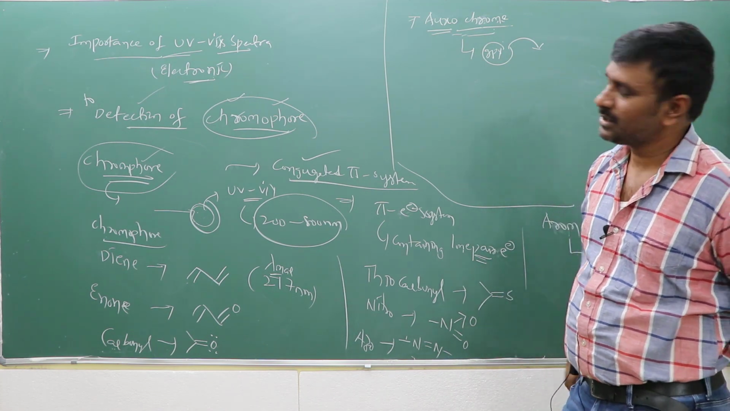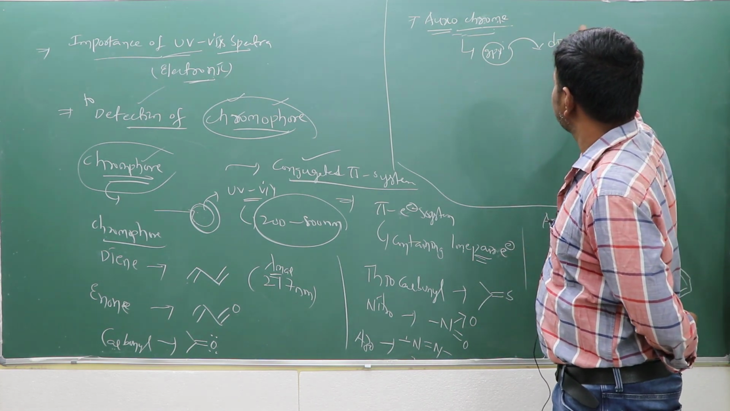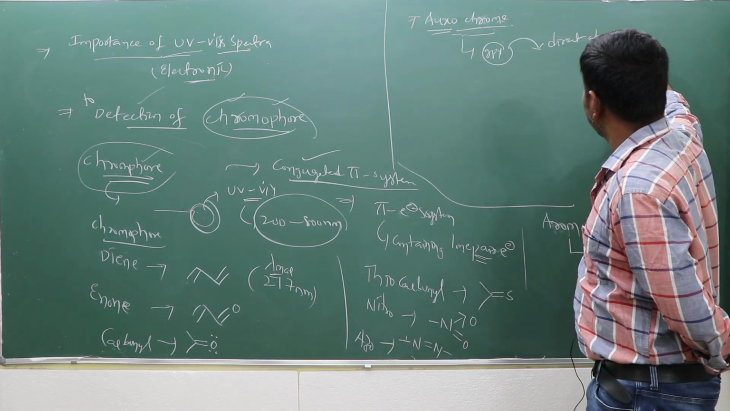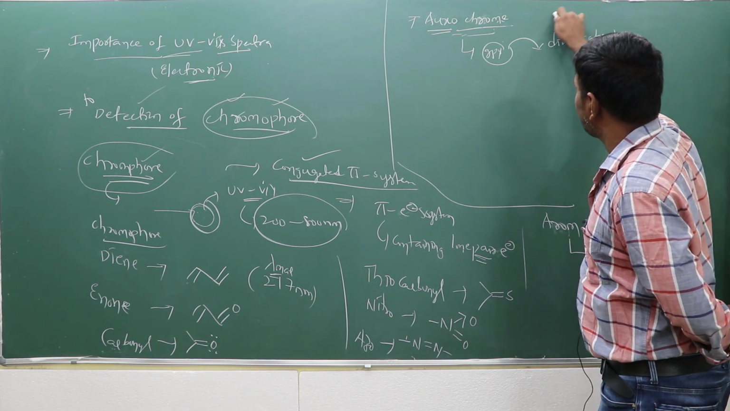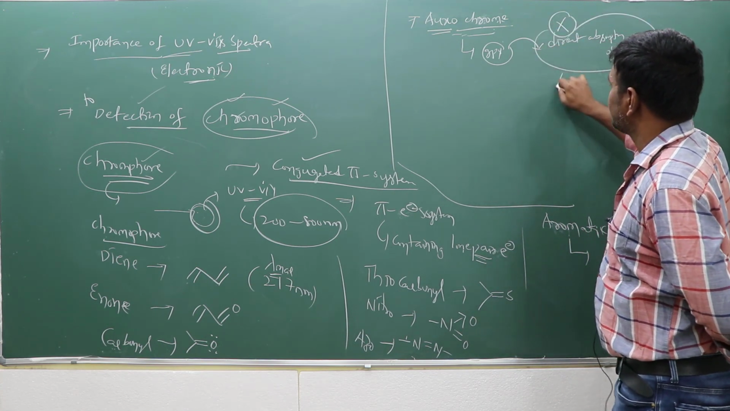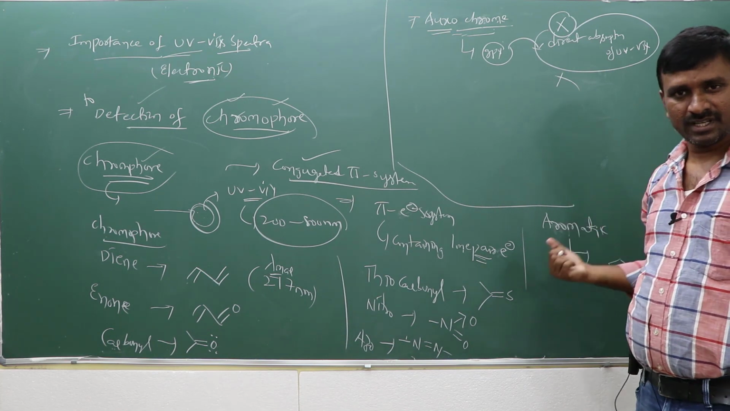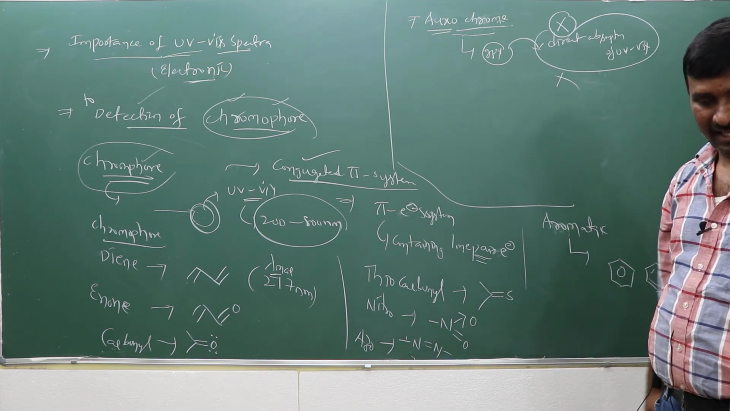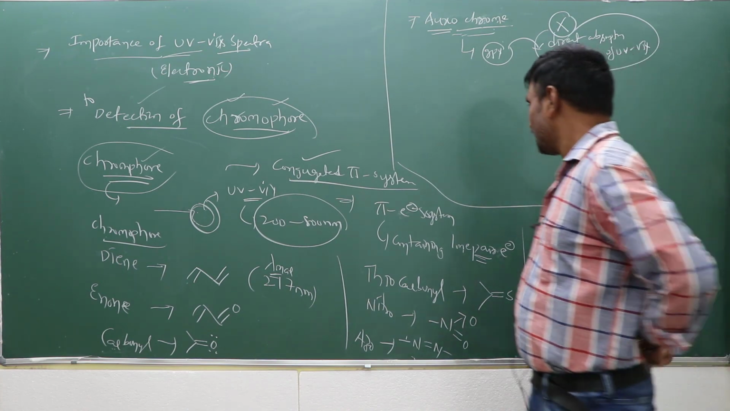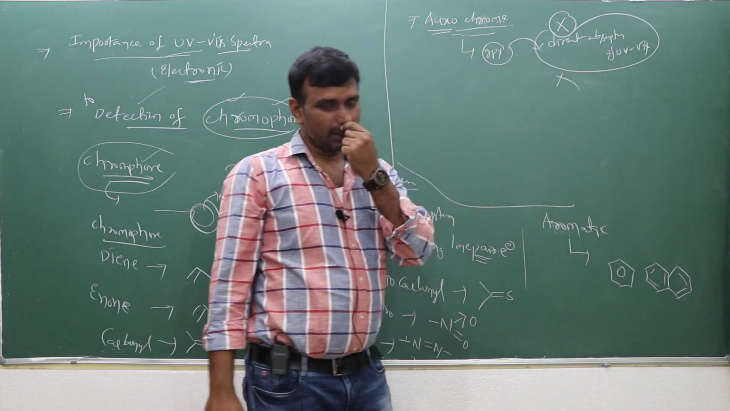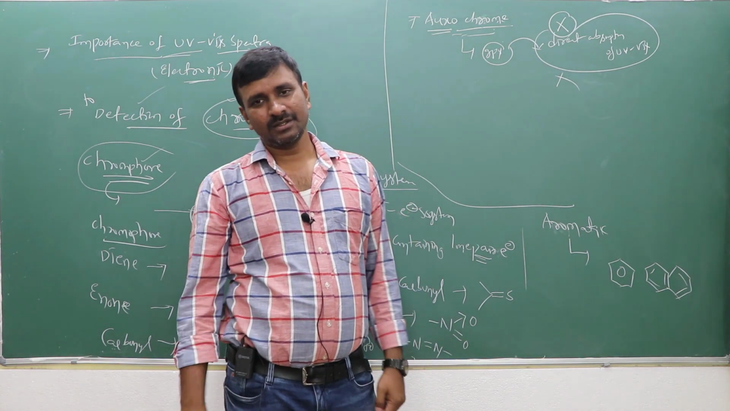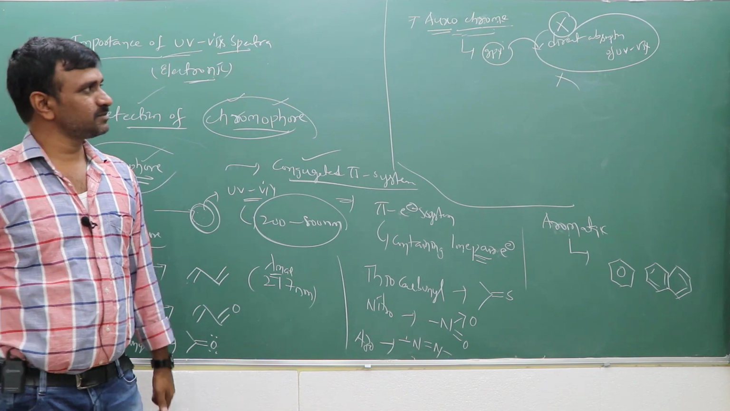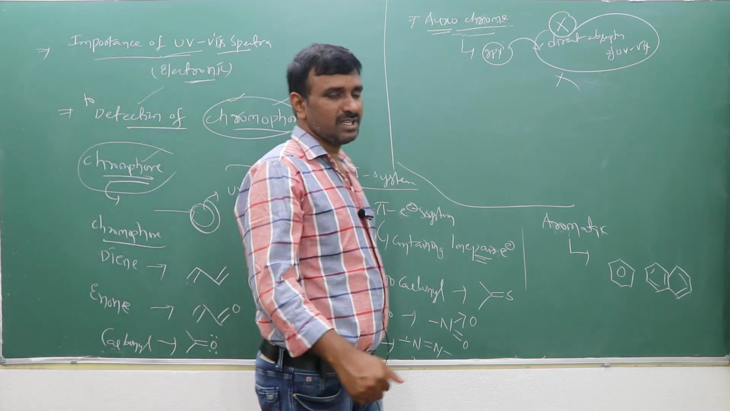It is not possible for them to directly absorb the UV visible range of radiation. But independently, what does that mean? It means they directly cannot absorb the UV visible range of radiation, and independently they are not capable of absorbing the radiation.